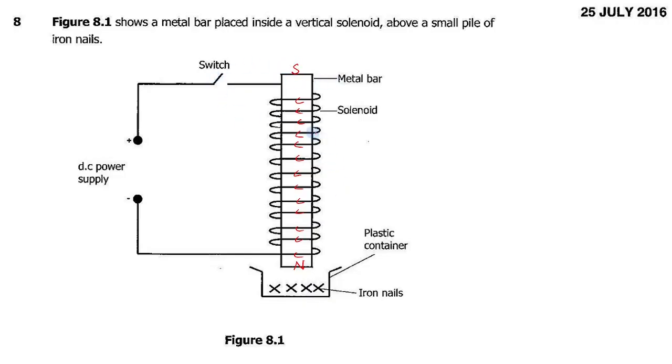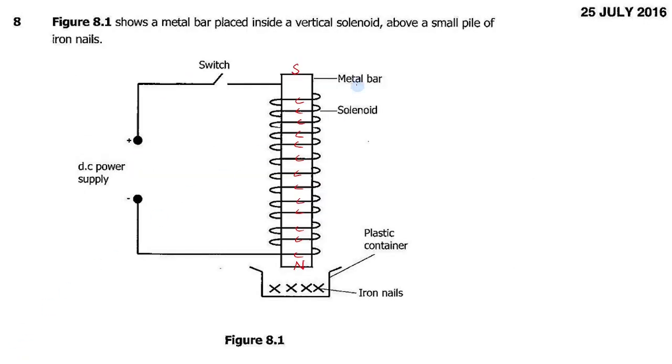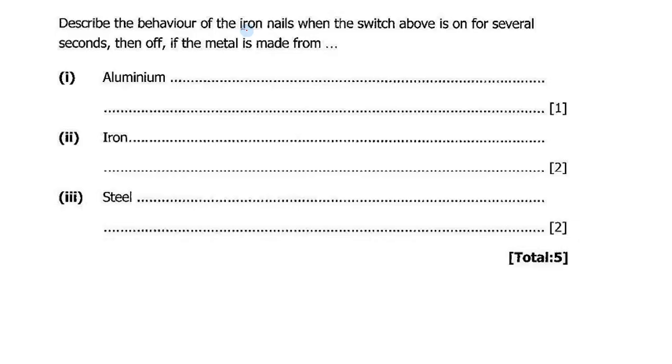And when this switch is closed, if these are iron nails, this will become a magnet and it will attract these iron nails. That's the scenario here. Now they're saying describe the behavior of the iron nails when the switch is on for several seconds and then off, if the metal is made from aluminium. So if the metal is made from aluminium, and this is switched on for several minutes and off, what will happen to the iron nails?